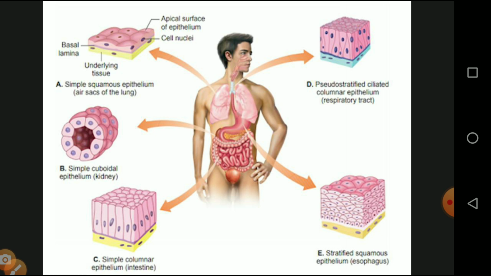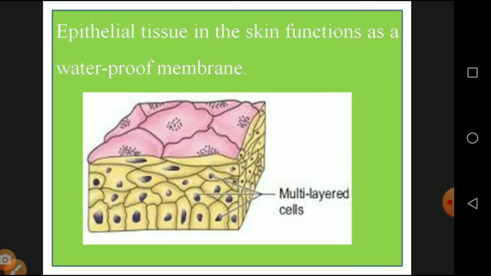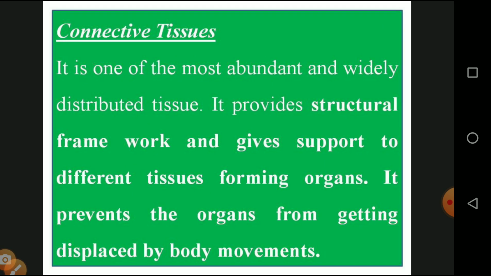A diagrammatic representation is given. The epithelial tissue in the skin functions as a waterproof membrane. Water molecules do not enter the skin, but in the form of sweating they are eliminated by means of the sweat glands and oil glands located on our skin. The next topic is connective tissue.